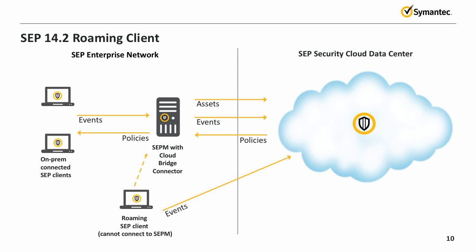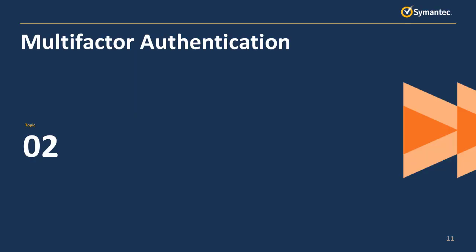The client turns into a roaming client if it cannot connect to SEPM. In this situation, clients authenticate and communicate directly with the cloud. Critical client events will be uploaded to the cloud directly for immediate incident response and monitoring. A client reverts to a regular client when the connection to the SEPM is restored.